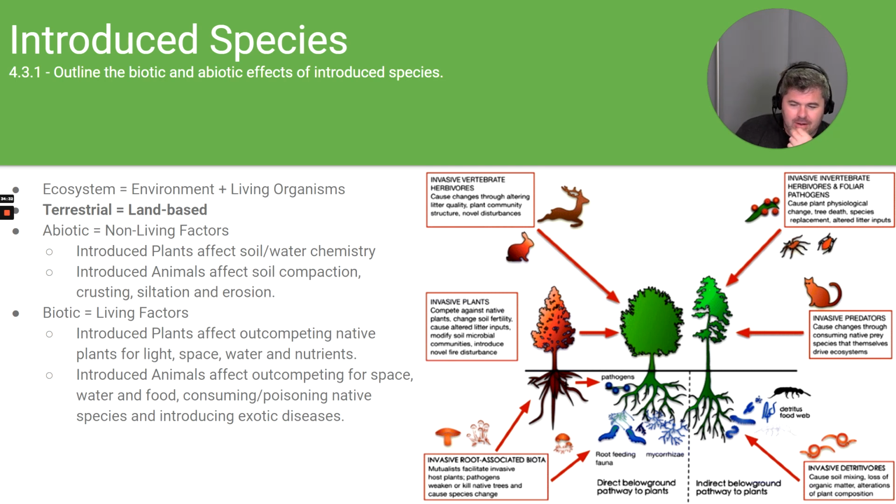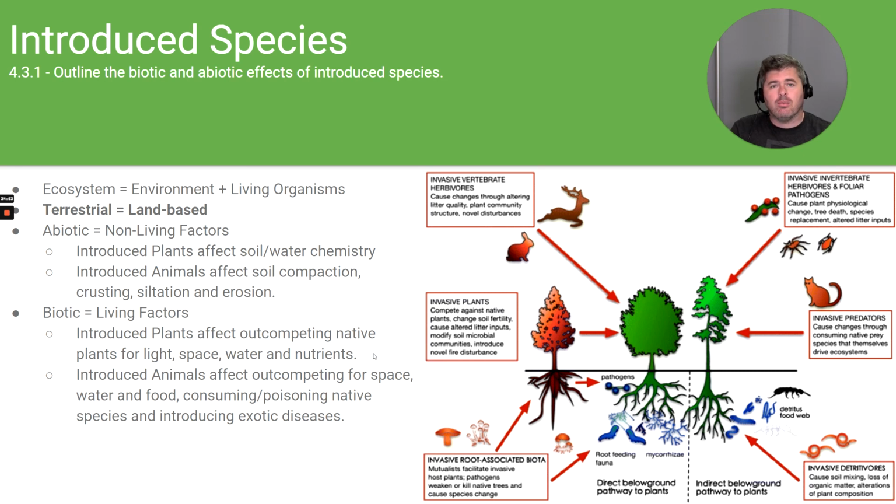Now, both of these are what we call abiotic factors that are affected. So they're things that are not living that have been impacted by introduced species. Biotic factors might be forms of competition. So introduced plants affect outcompeting native plants for light, space, water, and nutrients.